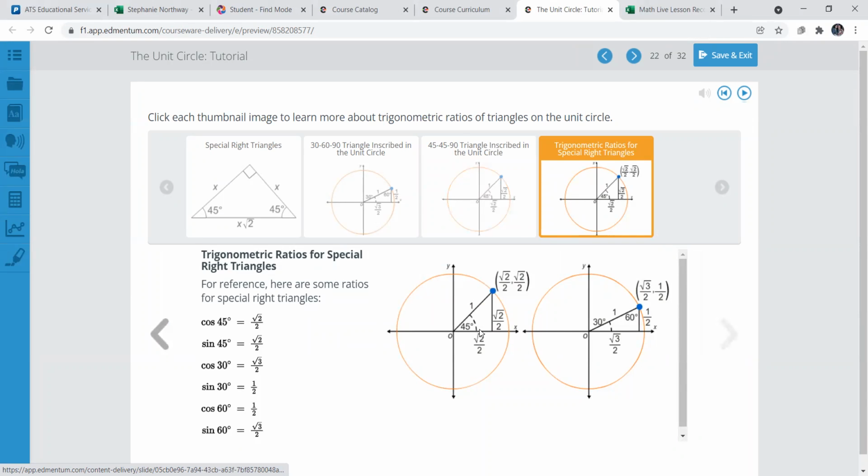Trigonometric ratios for special right angles. Here, this is just giving you the reference for them. So you'll definitely need to remember these. These are also part of the unit circle as well. You will probably see those on your unit circle.